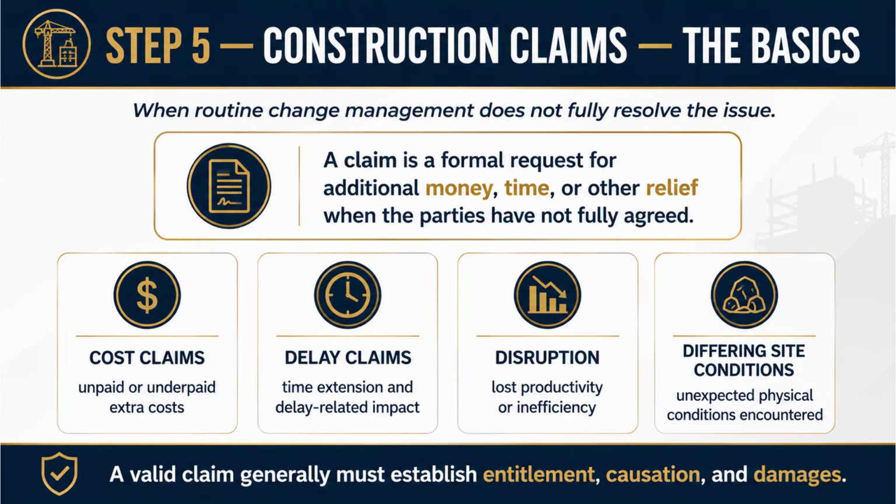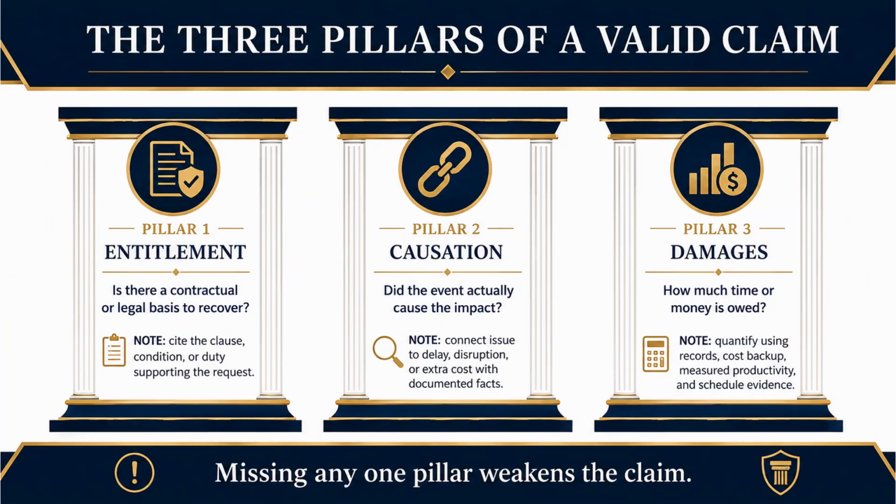Let's break them down. The 3 pillars of a valid claim. I love this slide because the visual is the lesson. 3 pillars holding up a structure. And just like a real structure, if any one pillar fails, the whole thing comes down. A claim needs all 3 to stand. Let's walk them.